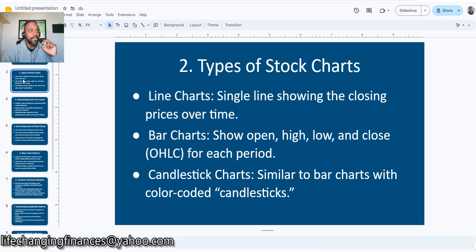So here are the types of stock charts. So you have line charts, which is a single line showing the closing prices over time, which we'll show you in just a second. You have bar charts, which show open, high, low, and close for each period, and then you have candlestick charts, similar to bar charts with color coded candlesticks.